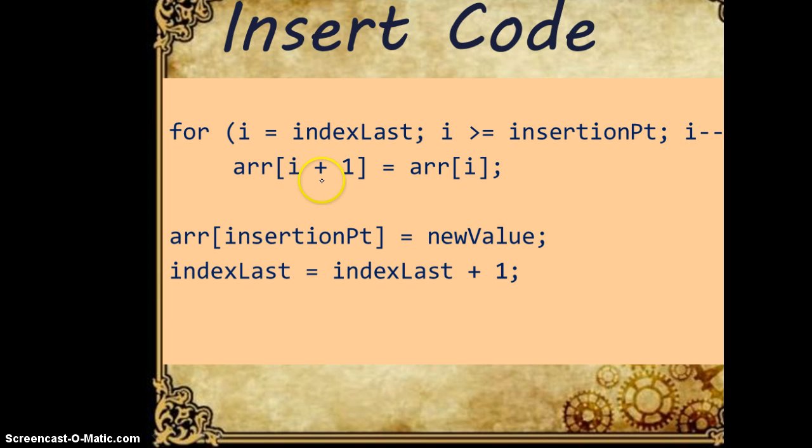Then I can take array at spot i plus 1 and have it equal to array spot i. So the spot on the right actually picks up the value from the spot on the left. Once I shuffle all the data, I now have 2 copies of the middle list data, I guess, and then I can set the array at that insertion point to the new value. Once I make that addition, I need to update my index last plus plus to account for the fact that I've added a piece of data.